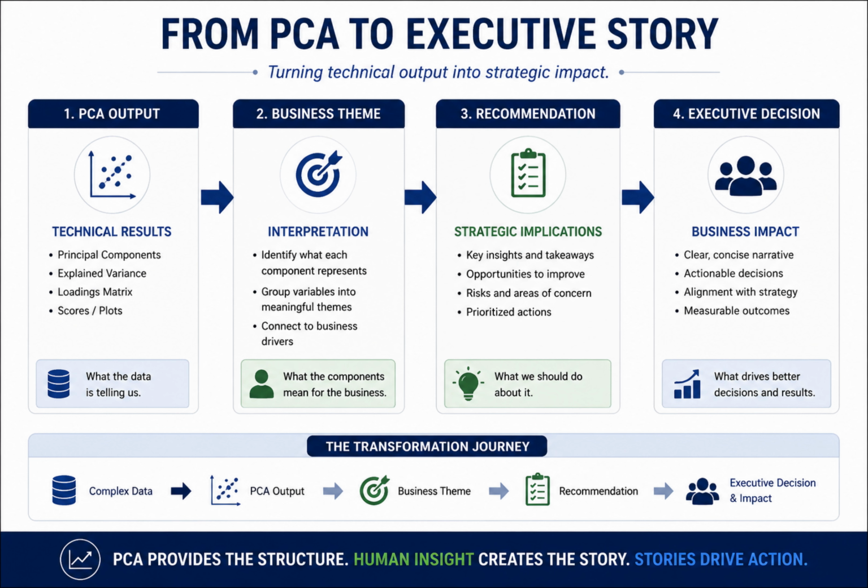Appendix 4. From PCA to Executive Story. PCA alone doesn't create business value. Business value comes from interpretation and action. The process is straightforward. Start with the technical outputs. Identify meaningful business themes. Develop recommendations and translate those recommendations into executive decisions. In other words, PCA provides the structure. Human insight creates the story, and the story drives action.